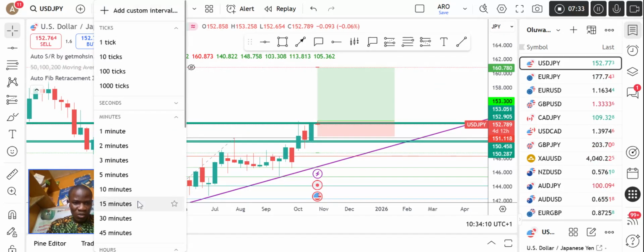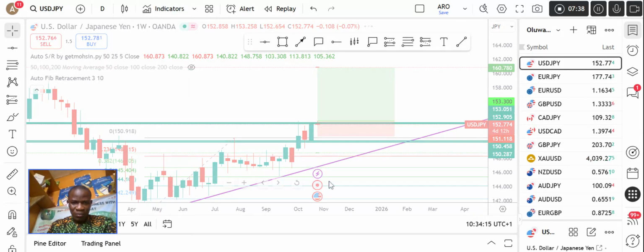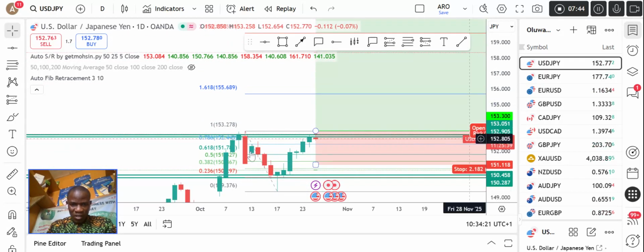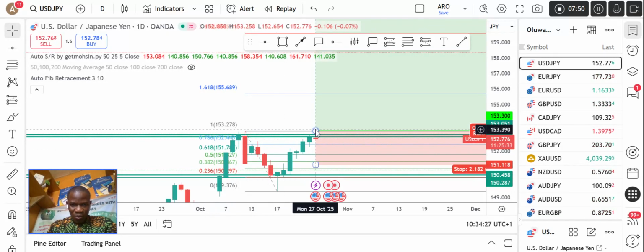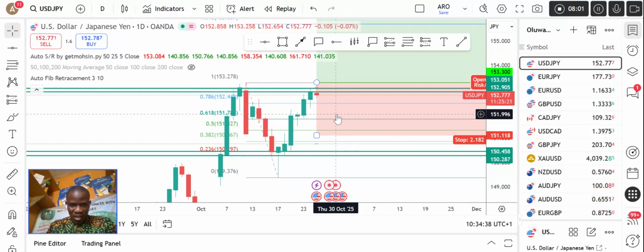Let's see it on the daily time frame. You can see that on the daily, the market moved upward here, down here, and up again. So we need to wait for a retracement of this particular move on the daily time frame. Let's see if it's going to give us at least a 50% retracement or otherwise. We need to wait before we place the trade.